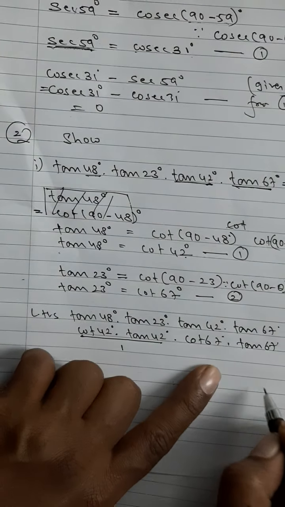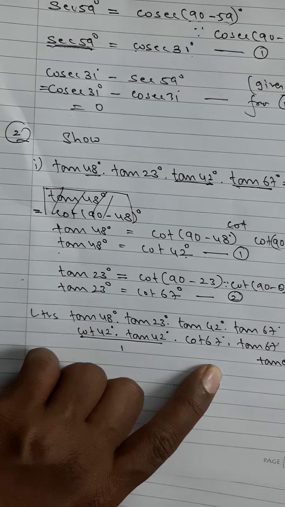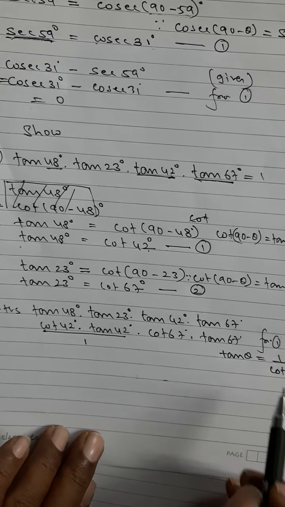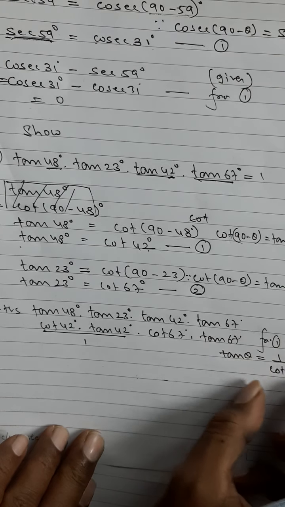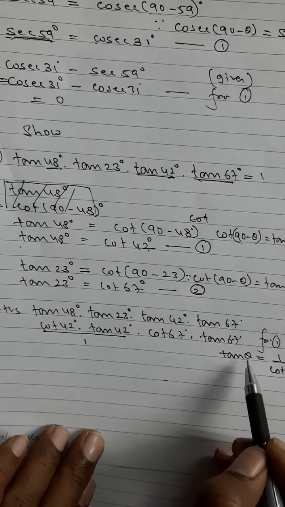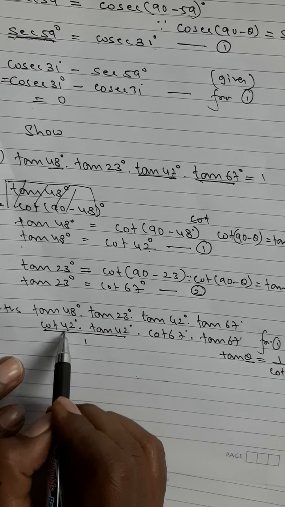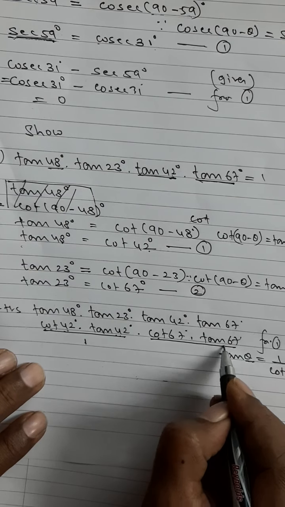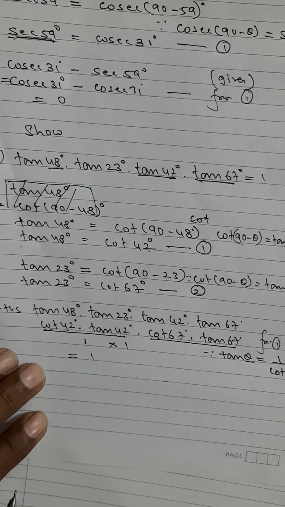Why? Because we know tan theta is equal to 1 upon cot theta. That means if I take this over here, tan theta into cot theta will be 1, provided the thetas are the same. That you have to remember. So here the thetas are the same: cot 42 into tan 42, cot and tan will be 1. Similarly here, cot 67 into tan 67 will give you 1. That will be 1. This will be the reason for this.